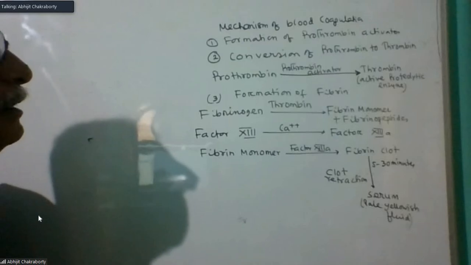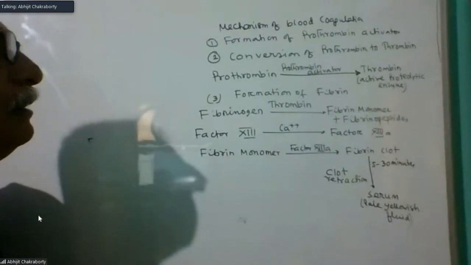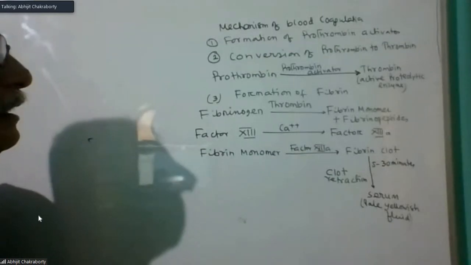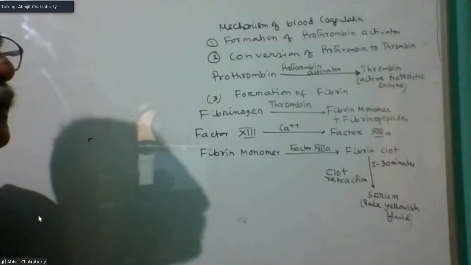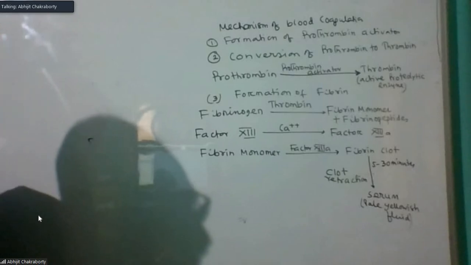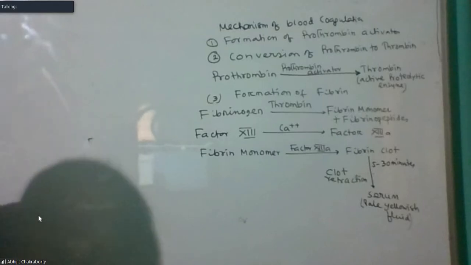Then within 5 to 30 minutes of the clot formation, clot retraction occurs so that 40% of the volume of the fibrin clot decreases and comes out in the form of serum. And then you can say that the blood coagulation process is completed. Is it clear? Any doubt?